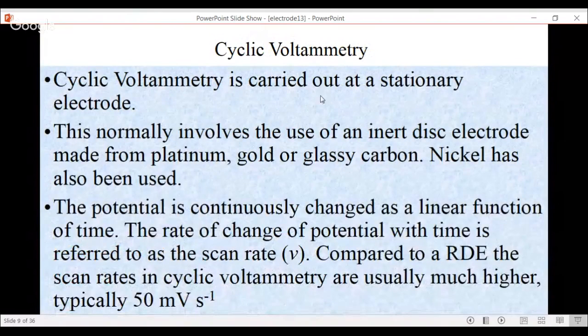Cyclic voltammetry is carried out on a stationary electrode, not a rotating disc electrode or any other electrode. It normally involves the use of an inert disc electrode made of platinum, gold, or glassy carbon. Normally glassy carbon is used, we will see later on. Glassy carbon is mirror-like carbon. Nickel has also been used. The potential is continuously changed as a linear function of time. The rate of change of potential with time is referred to as the scan rate, nu. This is an important variable. Compared to the rotating disc electrode, the scan rates in cyclic voltammetry are usually much higher, typically 50 millivolts per second. This is the typical cyclic voltammetry scan rate.